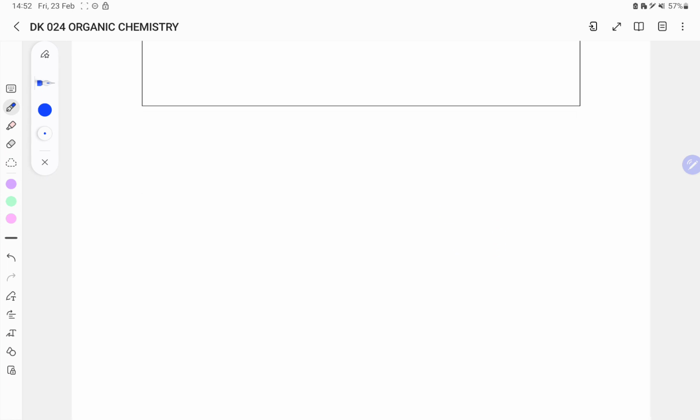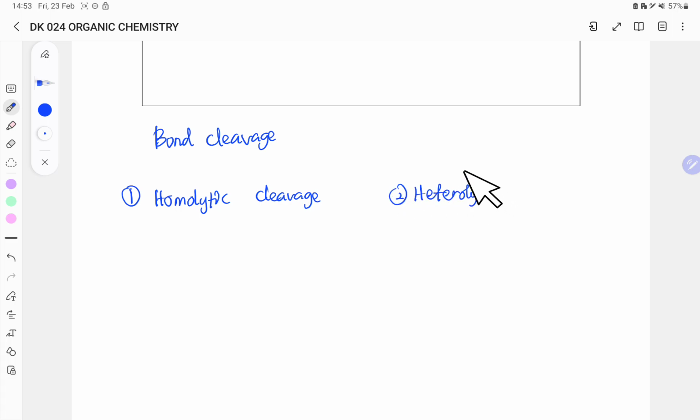Let's recap what is bond cleavage. So there are two types of bond cleavage. The first one is called homolytic cleavage, and the second one is called heterolytic cleavage.